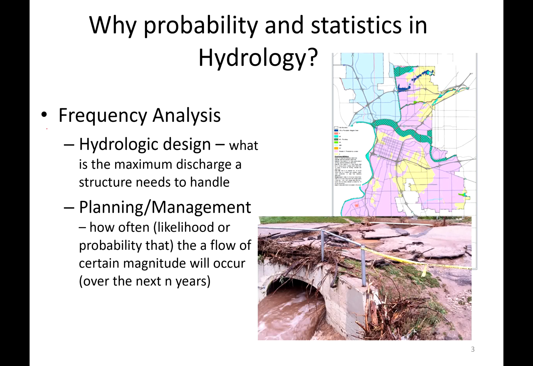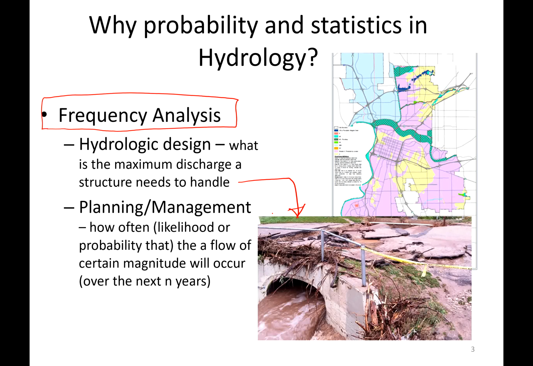So again, why do we do probability and statistics in hydrology? In this class, at least, we are interested in frequency analysis. What that means is we are interested in looking at, from the hydrologic design point of view, what is the maximum discharge a structure needs to handle. What you see here is a bridge that has been overtopped. Obviously the bridge was not able to handle the flow, so maybe it was under designed. So we want to know what's the maximum flow a structure that we are designing can handle.